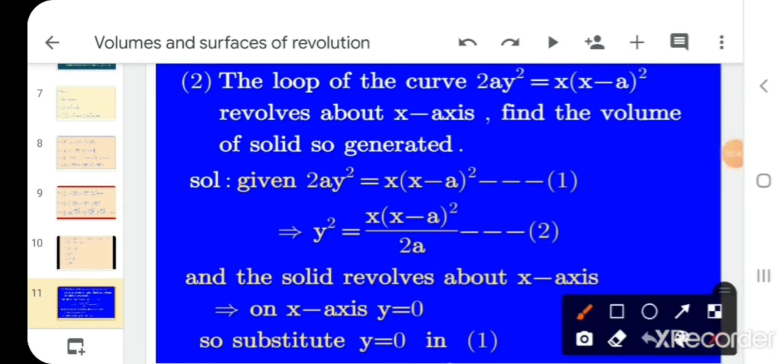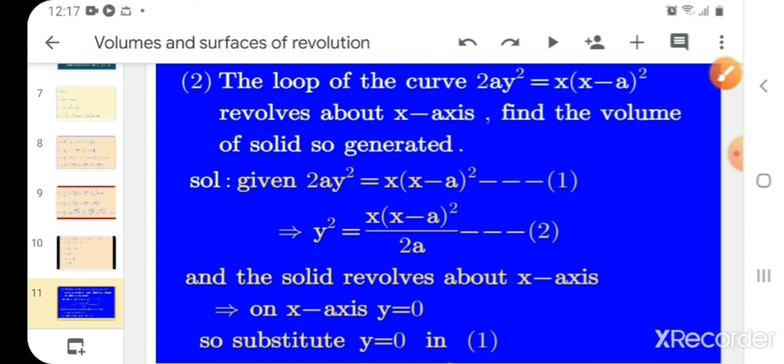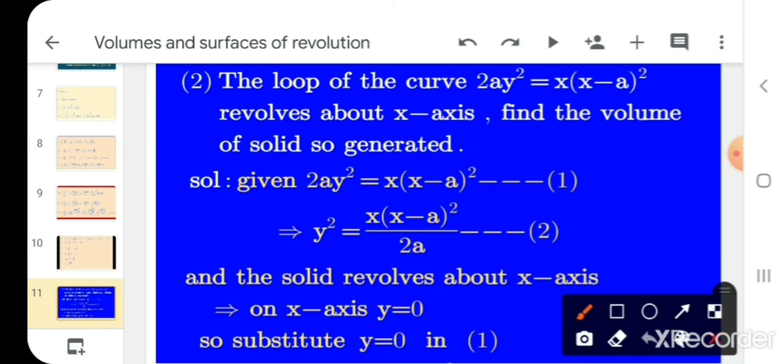See, what is the problem here? The loop of the curve 2a y square equals x into x minus a whole square. This is the curve, and this curve revolves about the x-axis. Then find the volume of the solid so generated. Which curve do we have here? 2a y square equals x into x minus a whole square is the curve. This curve revolves about the x-axis, so we get a solid shape. We have to find the volume of that solid shape. Okay.